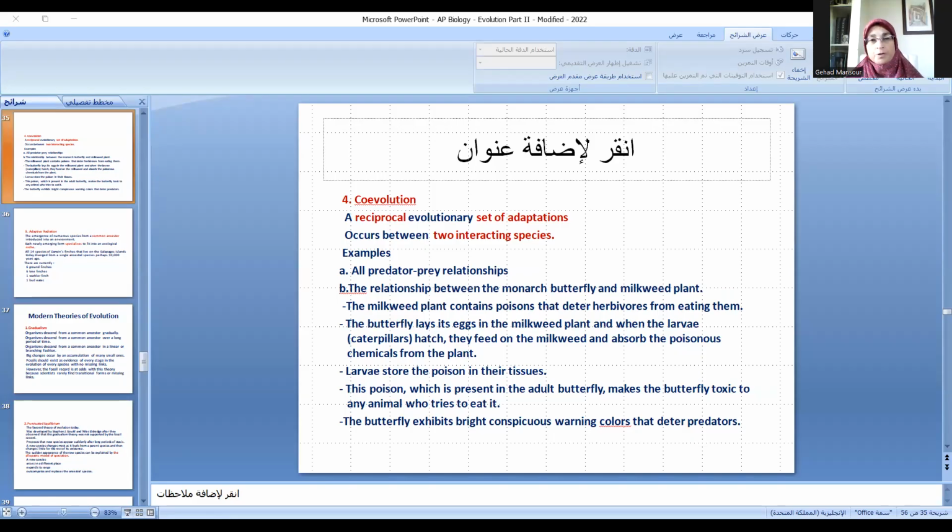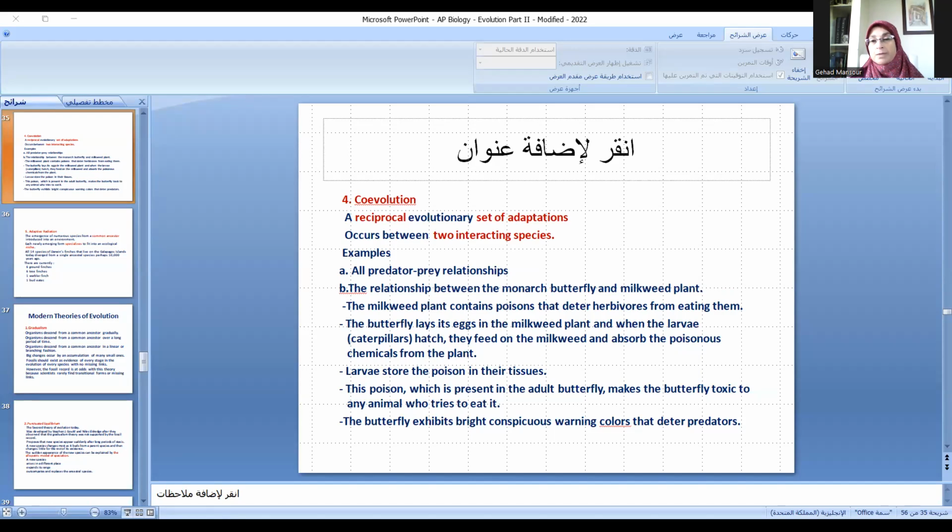Hello again. I have to apologize because I've just checked the pronunciation of the butterfly. It's monarch. Okay, so this CH is pronounced K. So we say the monarch butterfly. So how is the relationship between the monarch butterfly and the milkweed plant a kind of co-evolution?